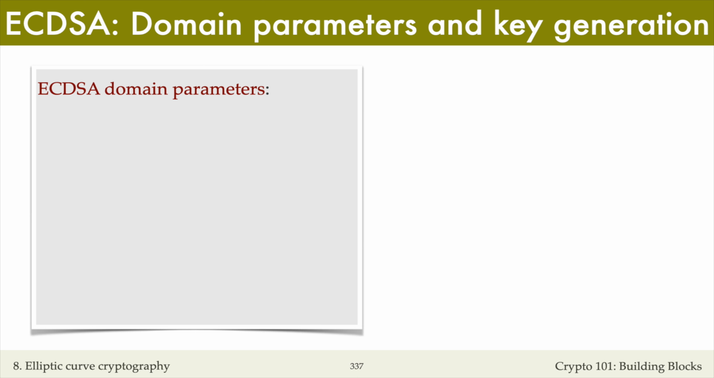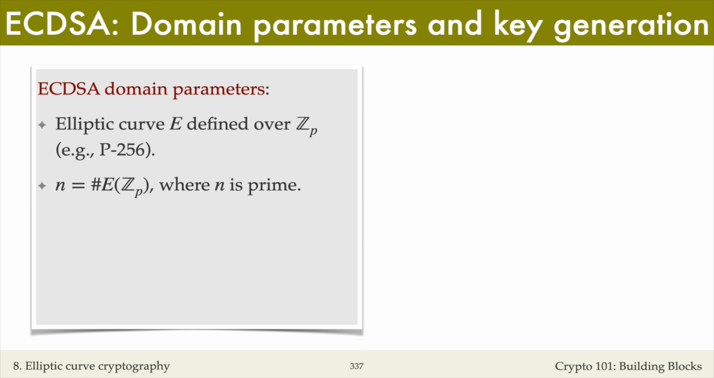ECDSA has some domain parameters. These are fixed and common to all users of a system. The domain parameters include the equation of an elliptic curve E defined over a finite field of integers modulo p. For concreteness, let's use the elliptic curve P256. The domain parameters also include the number n of points on the curve, where n is prime.